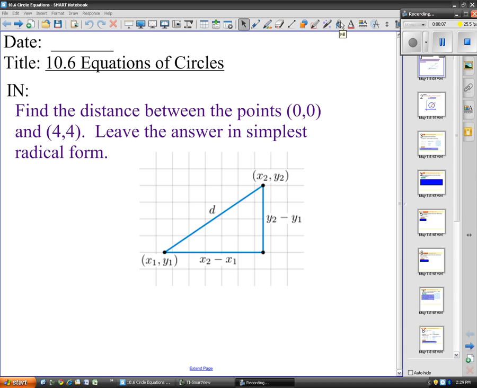I know this is kind of weird. It looks like it's the last section of the book or the last section of this unit, which it is, but we're going to start with it because I think that it is a good unit and a good algebra unit for us.